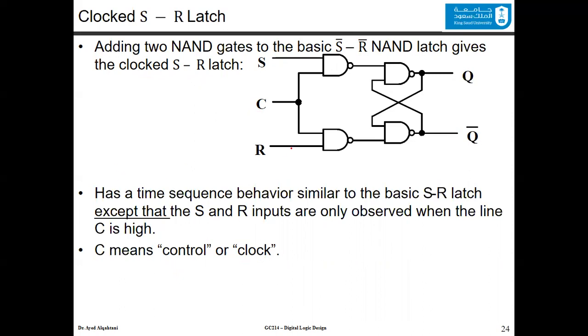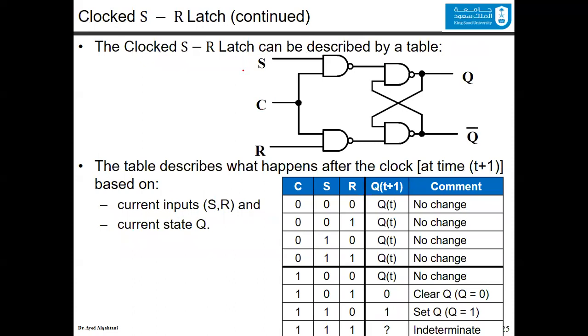Okay, now, it has a time sequence behavior similar to the basic SR latch, except that the S and R inputs are only observed when the line C, the clock line, is high. That's the idea behind this circuit. To explain it the same way, this is the clocked SR latch. Now we know that S is an active high signal, R is an active high signal. Now we can describe it this way. We have the clock signal and the S and R. If the clock signal is 0, no matter what you do to the S and R, there will be no change in the value of the Q. So the next Q, Q(t+1), is the same as the old Q(t).